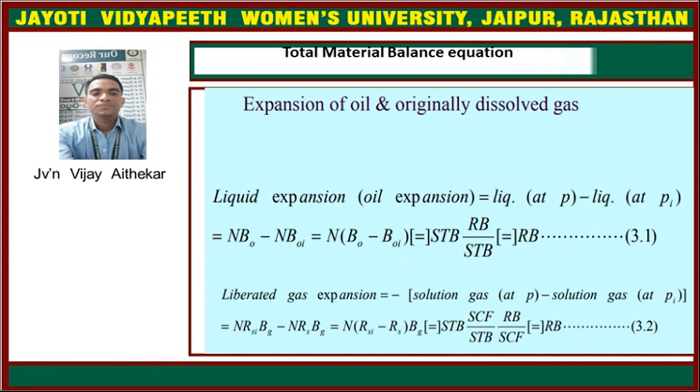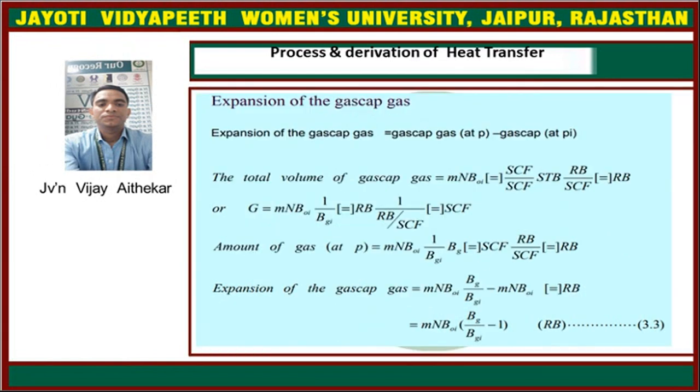Expansion of oil and originally dissolved gas. The liquid expansion is the liquid at P minus the liquid at Pi, that is, N Bo minus N Boi, in STB times RB per STB. Liberated gas expansion is the solution gas at P minus the solution gas at Pi. Expansion of the gas cap is the gas cap at P minus the gas cap at Pi. Solve this equation step by step.